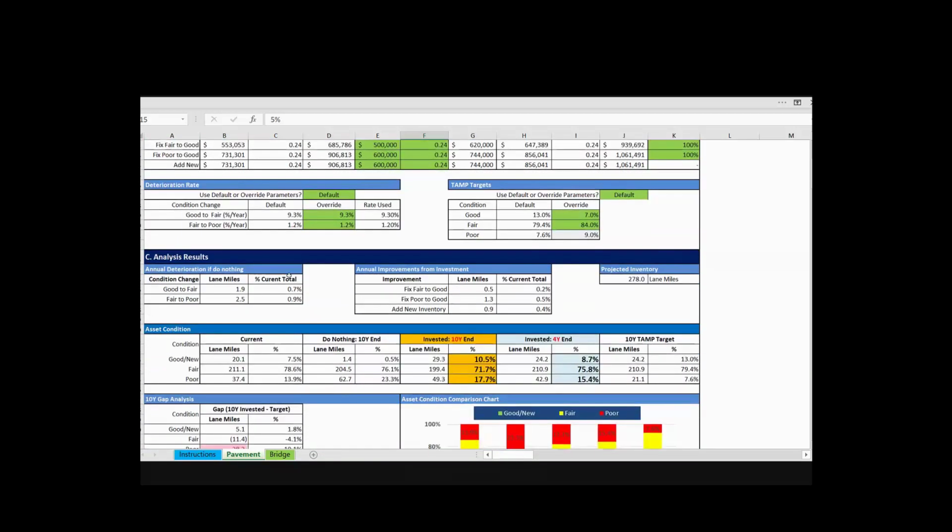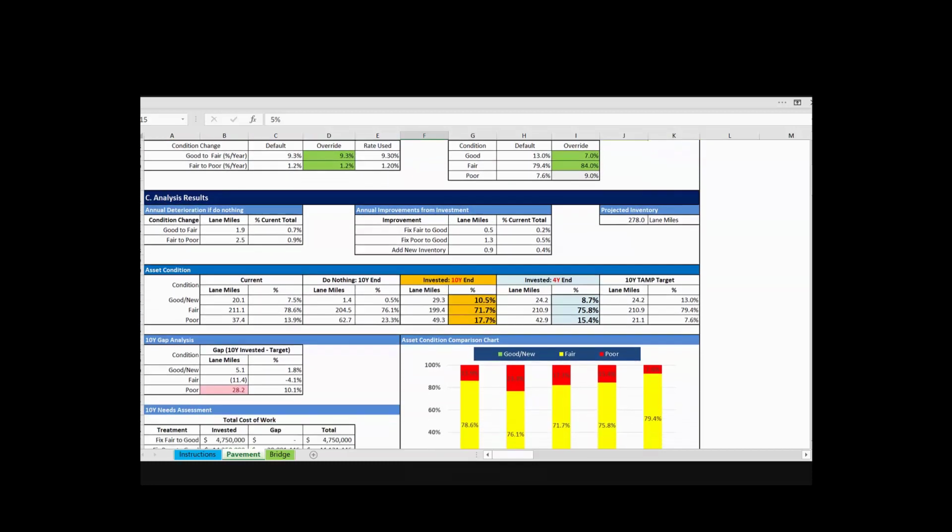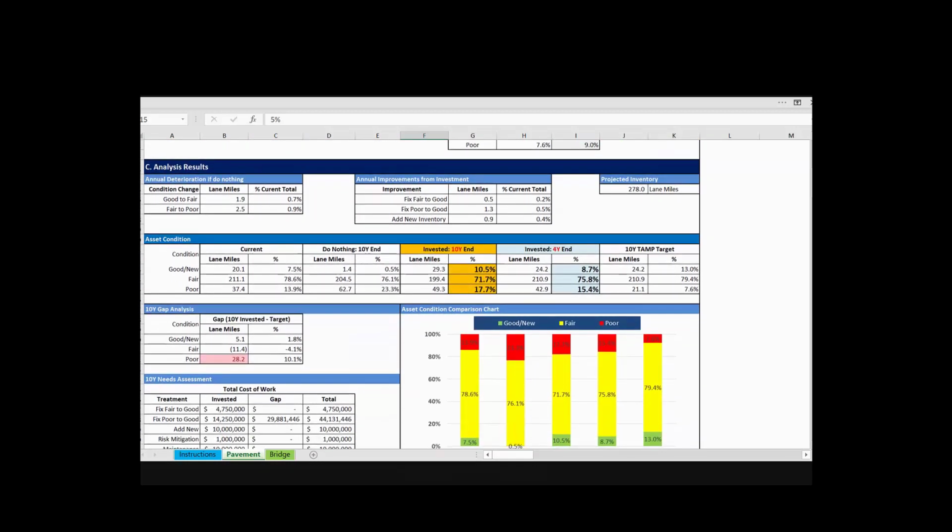Then move down to section C. This section C basically just calculates. Give me a minute, let's move it down. Okay, so the analysis results part just calculates the projected condition at 10-year end and 4-year end based on the assumptions in section B here. The results are highlighted in these cells with bold and enlarged fonts.